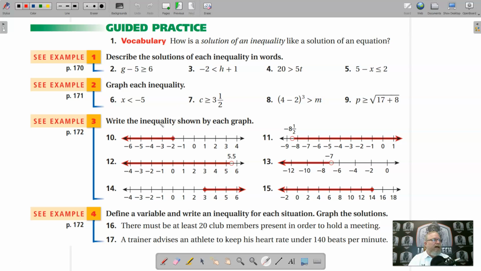So here we are at our guided practice, our vocabulary. How is a solution of an inequality like a solution of an equation?